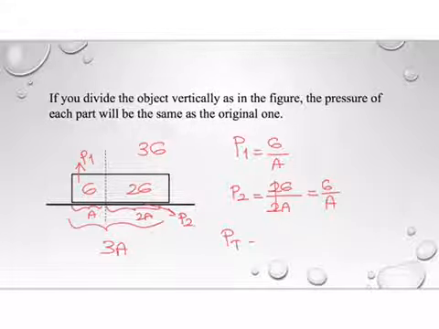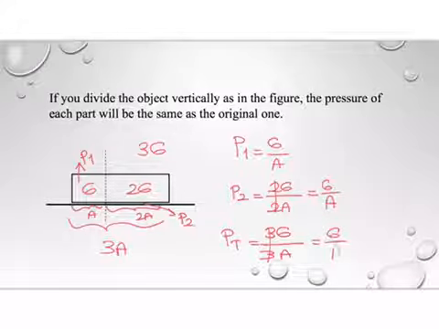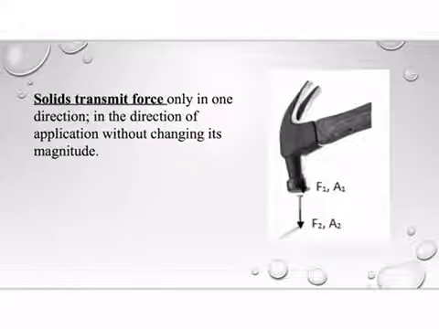So you see that I again get the ratio G over A. The total one will be equal to the total weight over the total base area, again G over A. So if you divide the object vertically with symmetry, then the pressure will be kept constant. This property of pressure in solids is very important. Solids transmit force only in one direction, in the direction of application, without changing its magnitude.